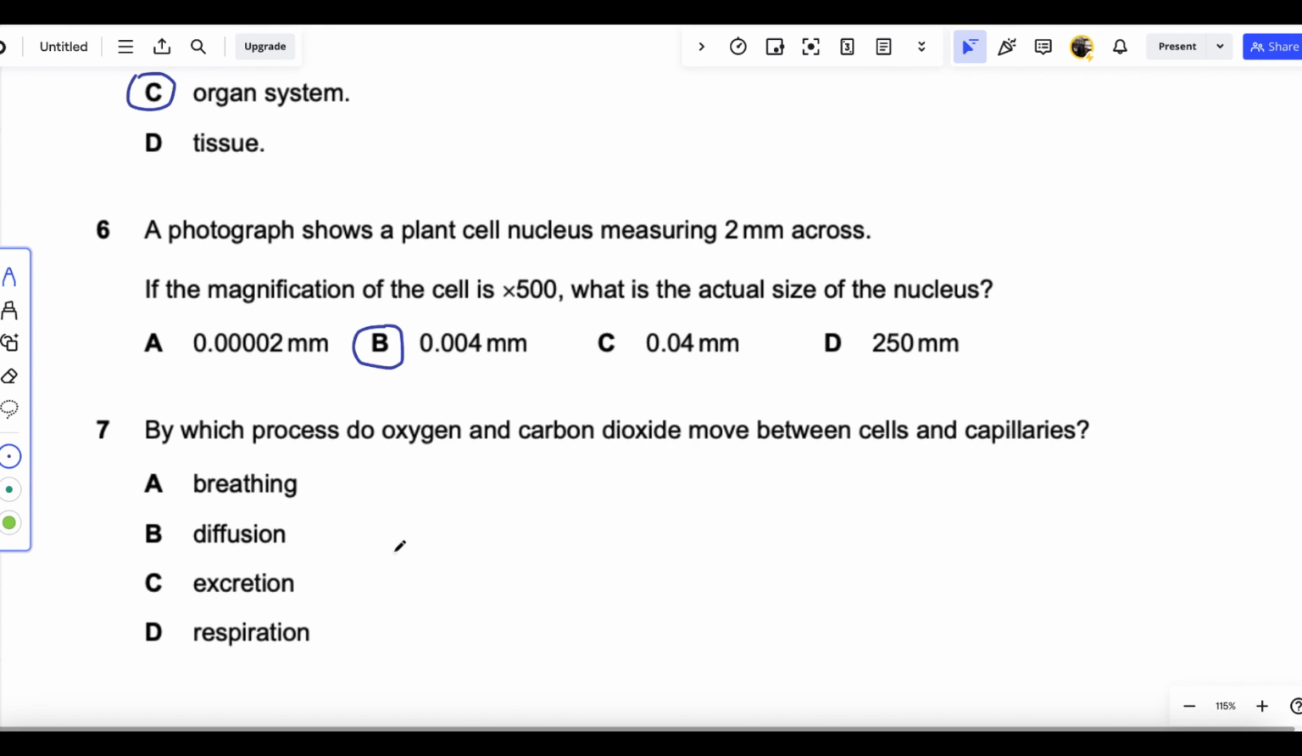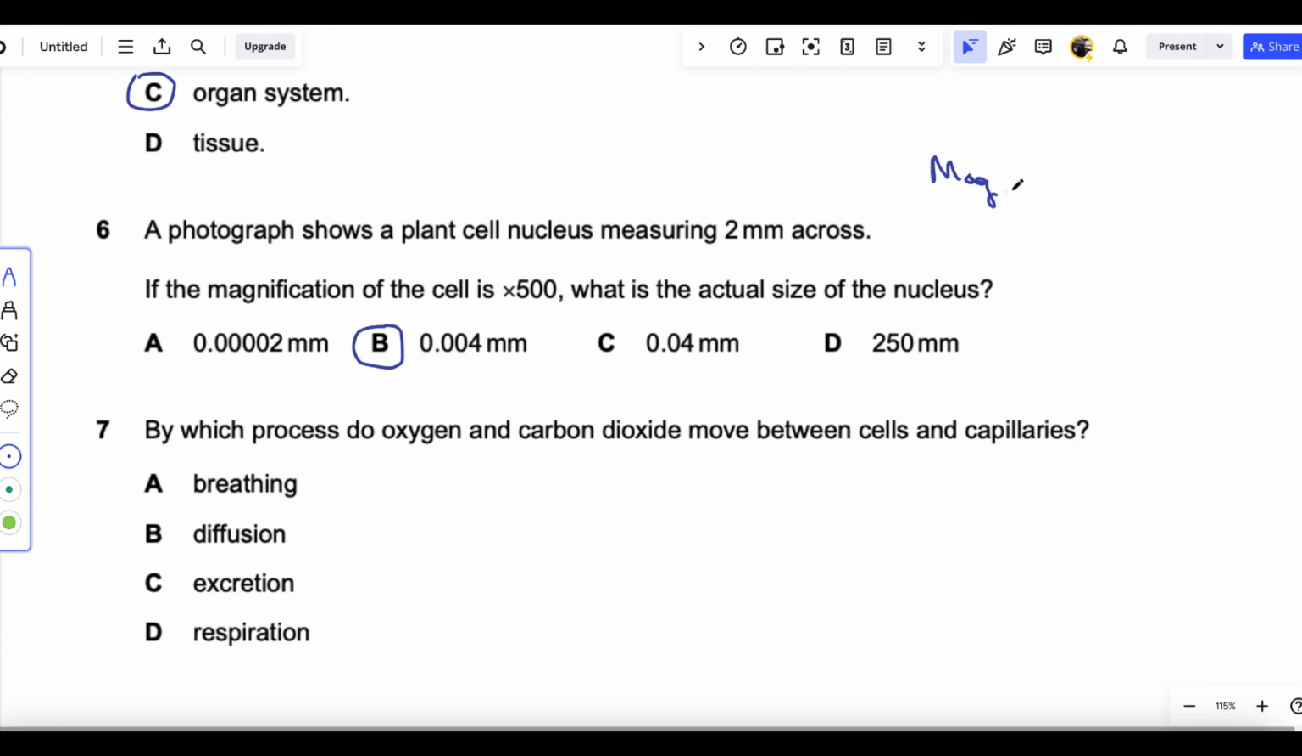Now we go to question 6 as fast as we can, so we can finish this question paper as fast as possible. It says a photograph shows a plant cell nucleus measuring 2 millimeters across. If the magnification of the cell is 500, what is the actual size of the nucleus? Okay, this one is B. Now, how? You say magnification, you know it has a formula.